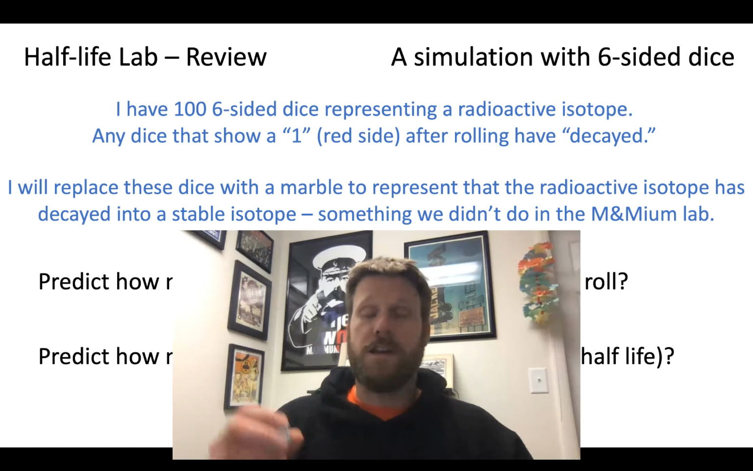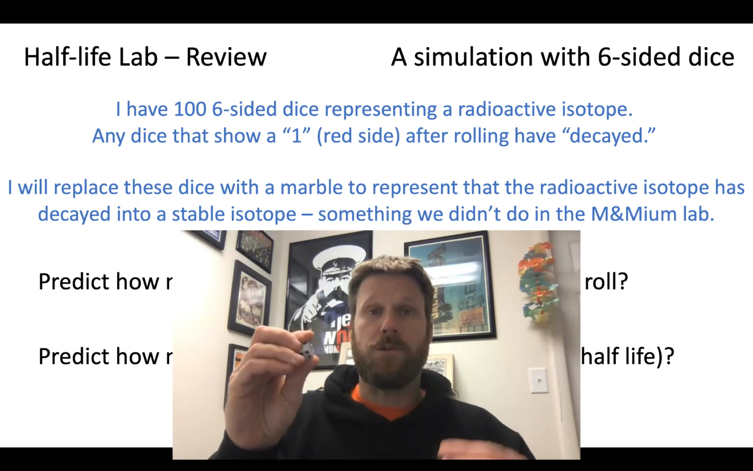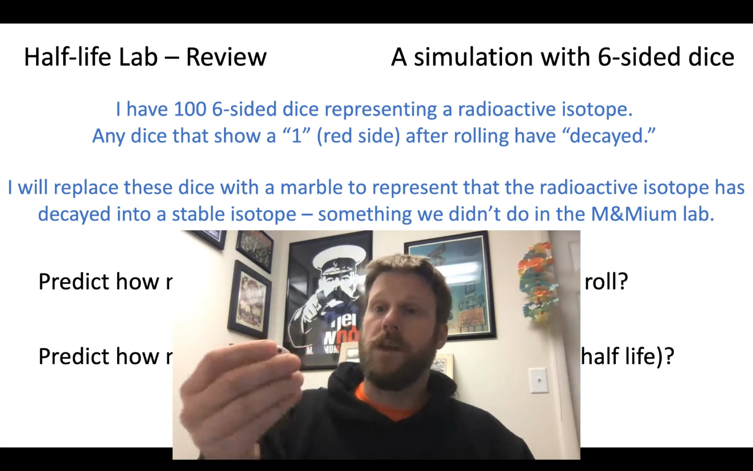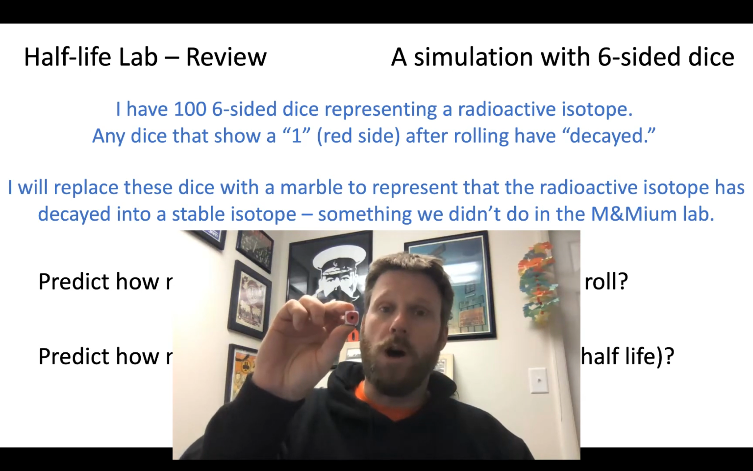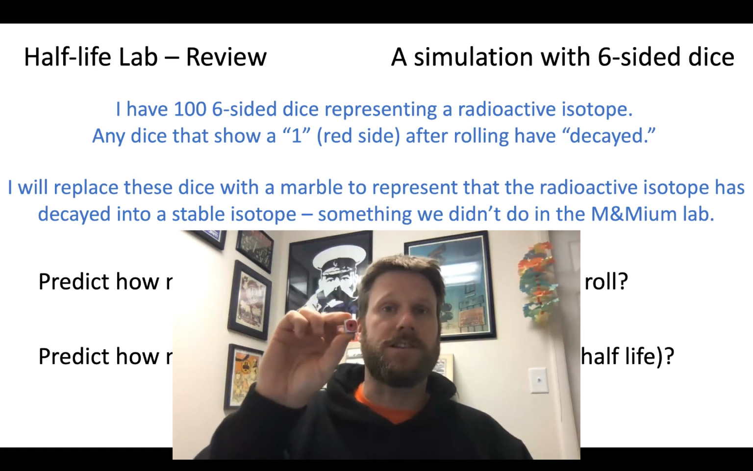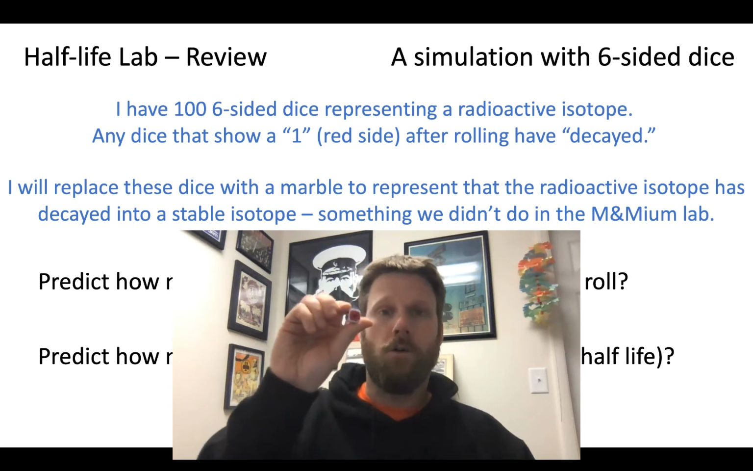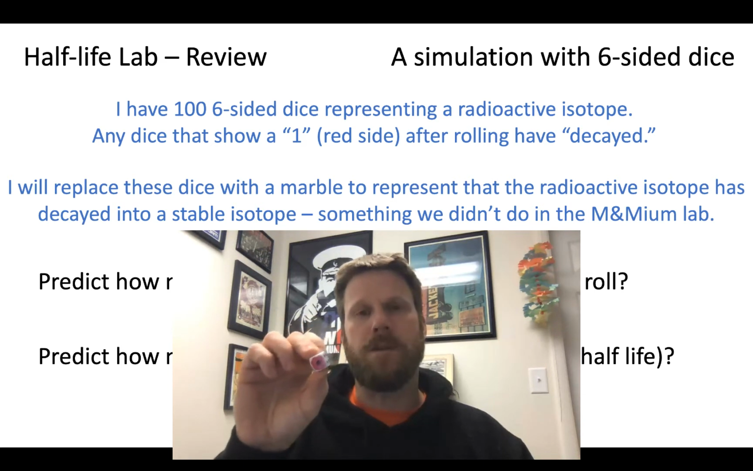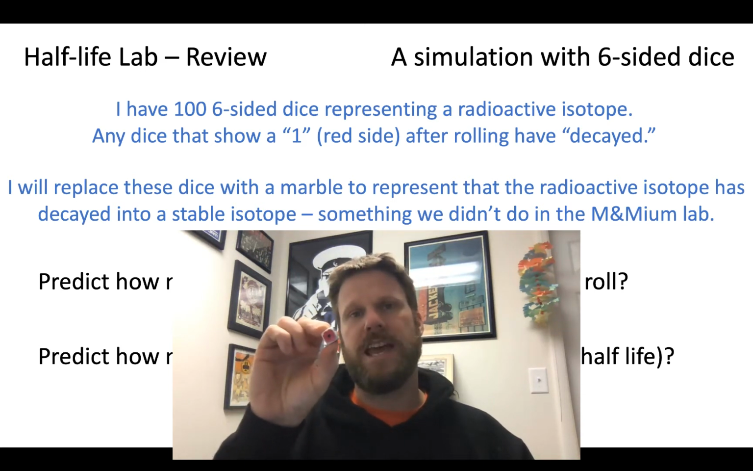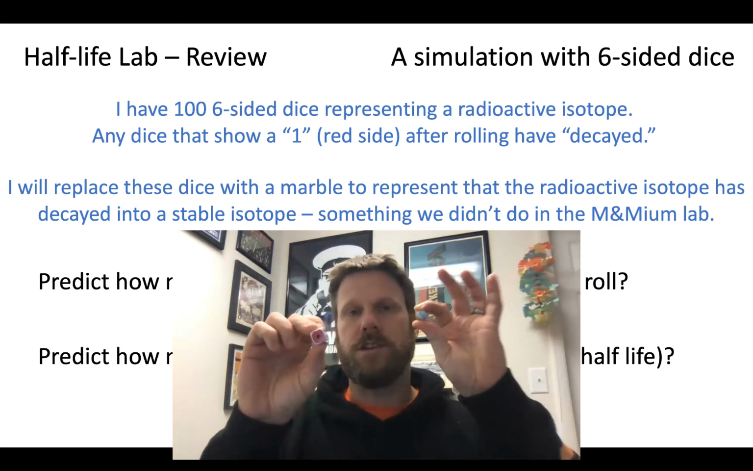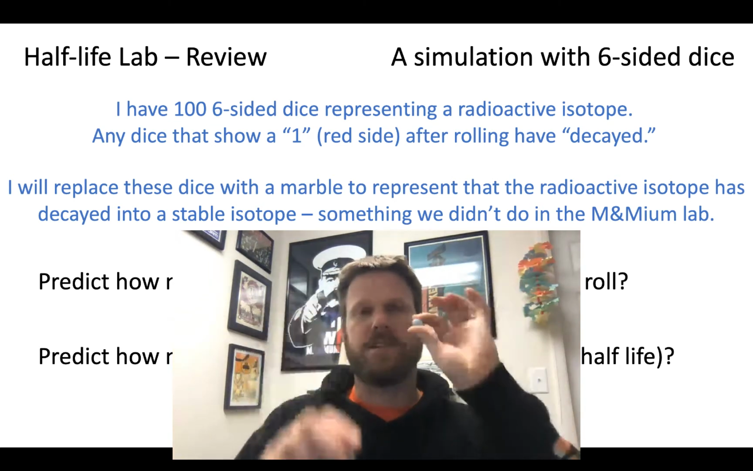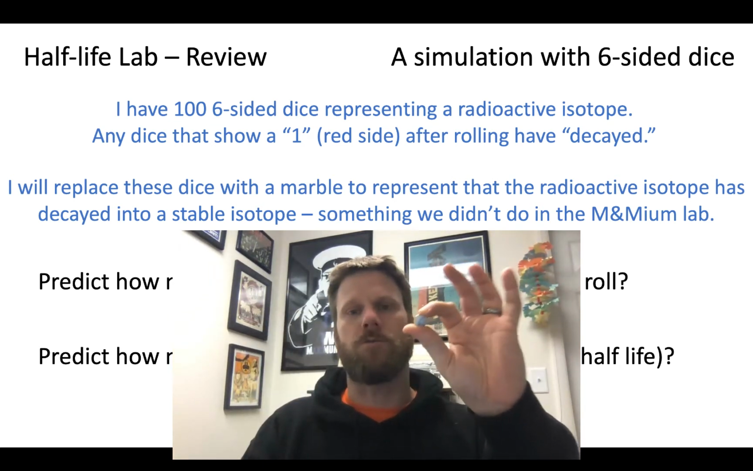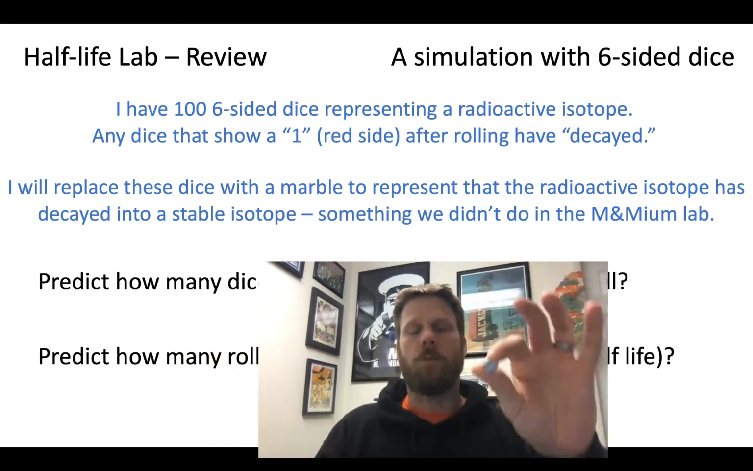I have 100 six-sided dice representing my radioactive isotope. We're going to say any time that a 1 is rolled, this isotope decays into something that's stable. I also colored the 1 red so it'd be easier to see. Something I'm going to do that's different than the M&M lab is every time one of these decays, I'm going to replace it with a stable isotope. So this decays into something stable that's not going to decay. I'm going to represent that with a marble.